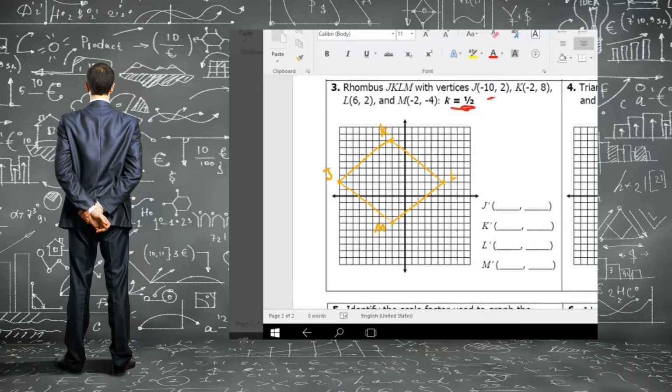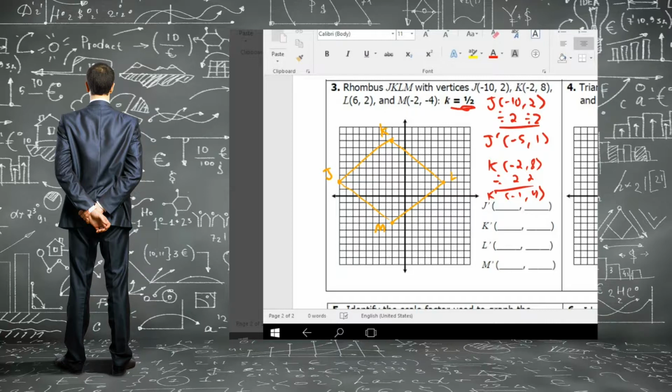So J is -10, 2. Our scale factor is 1/2, so let's divide by 2 everywhere. Bam. And J prime is going to be at -5, 1. All right, what about K? K is -2, 8. We're going to divide by 2. And K prime is going to be at -1, 4. And we're going to do that with all our pieces.